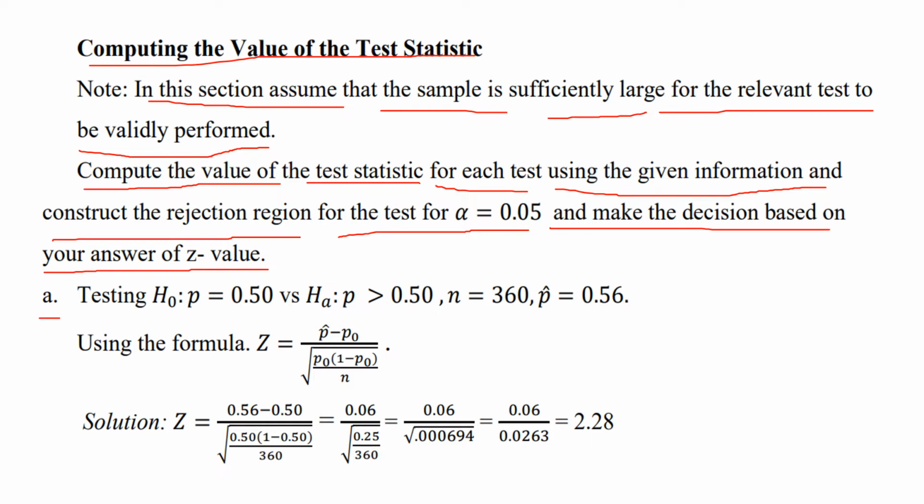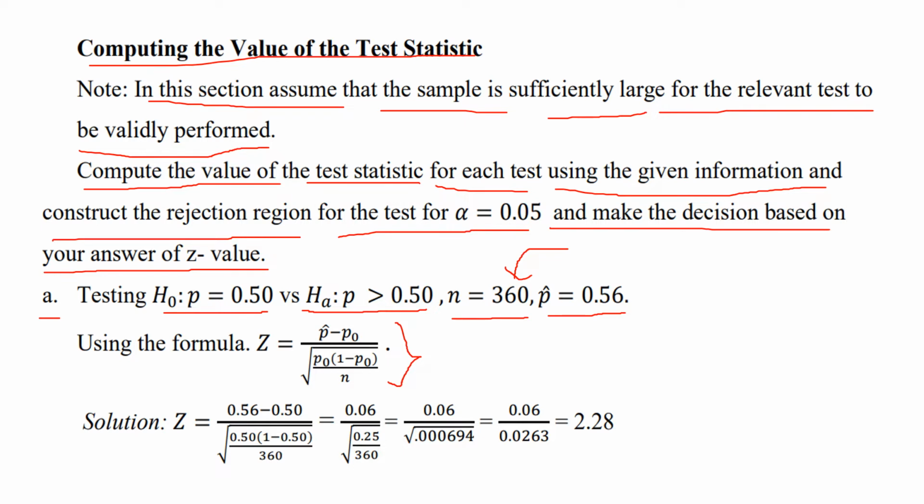Here for letter A, we need to test this. Your H0 is P equal to 0.5 versus your alternative hypothesis wherein P is greater than 0.5. Then your n is 360 and your P hat is 0.56. This sample is a large sample, a very large sample that we're going to subject to this test of hypothesis. But let's deal with this as a part of the given. So we just simply use this formula.